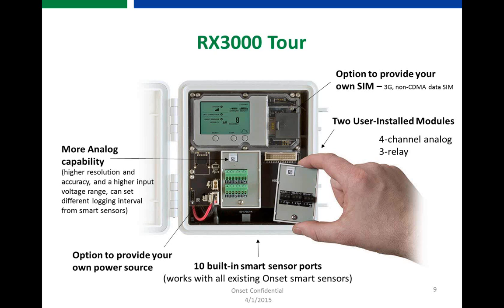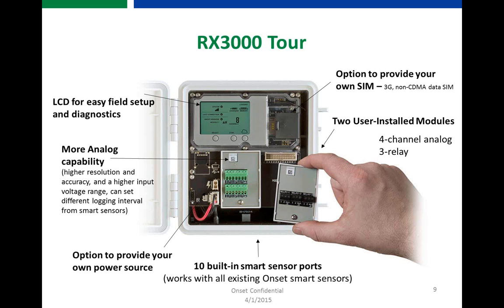And on the analog module, you're going to notice some pretty significant improvements. First of all, it is a 4-channel analog port. Our previous version of the U30 allowed you to install just a 2-channel version. So immediately you're getting 2 additional analog channels, and if you install 2 of these modules, you actually can connect up to 8 analog sensors to the RX3000. But not only that, we've improved the resolution, the accuracy, and increased the voltage range, so you have a much broader range of sensors that you can now connect to these analog ports.